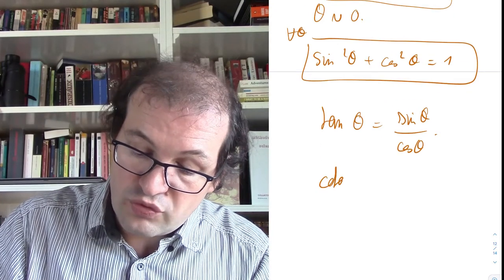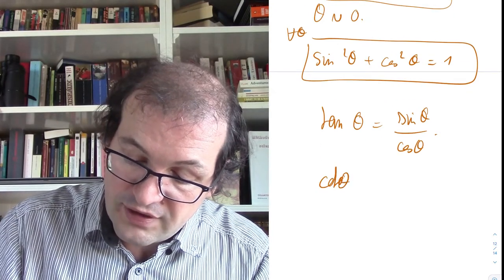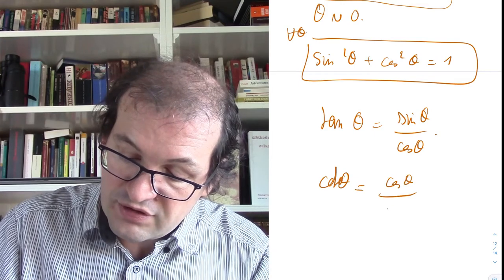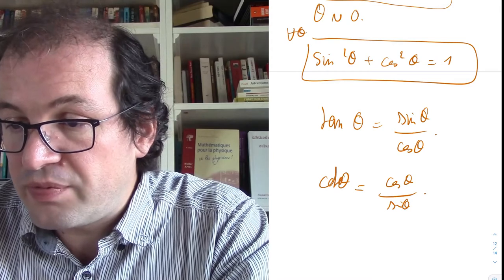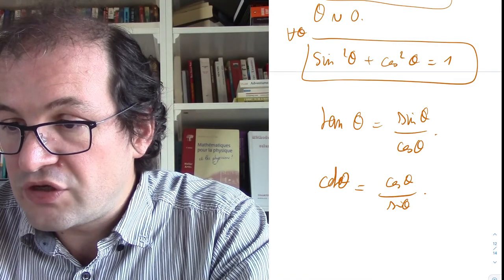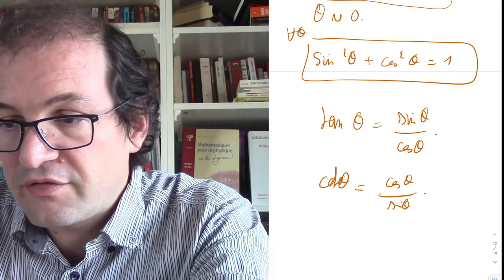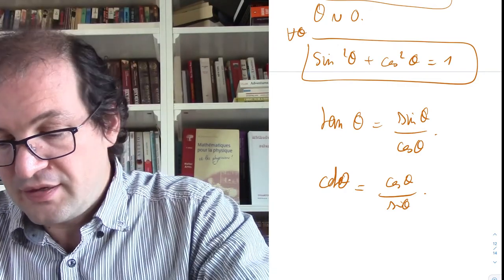The same way, you can see right away that the cotangent of theta is equal to the inverse of the tangent, by definition. I let you check that in the trigonometric circle. Okay, so I can stop my computer there. I will switch it off. I think it's fine.